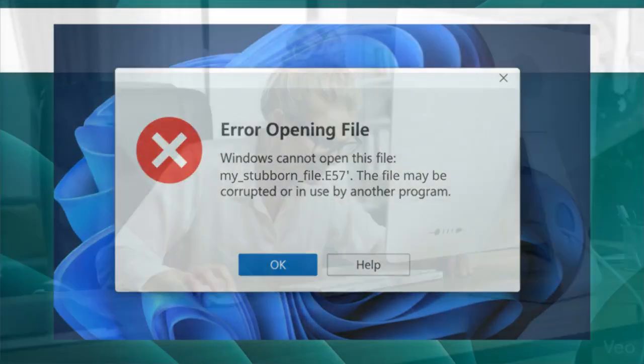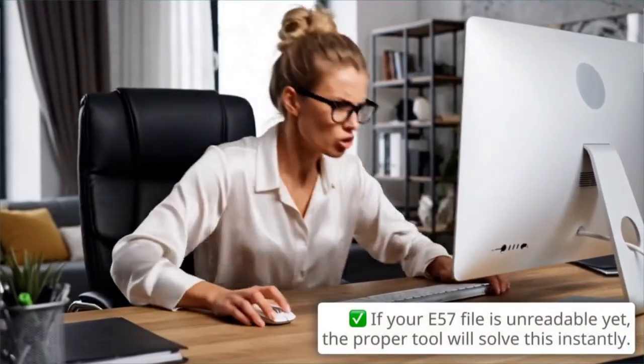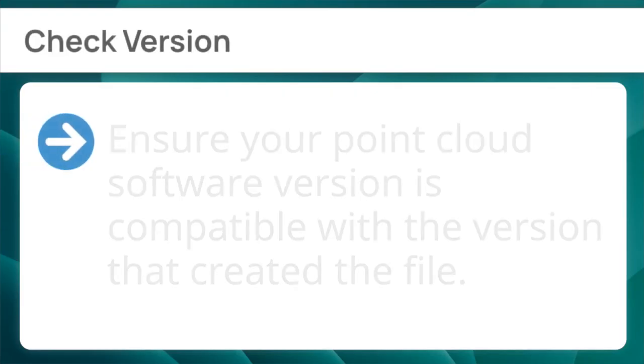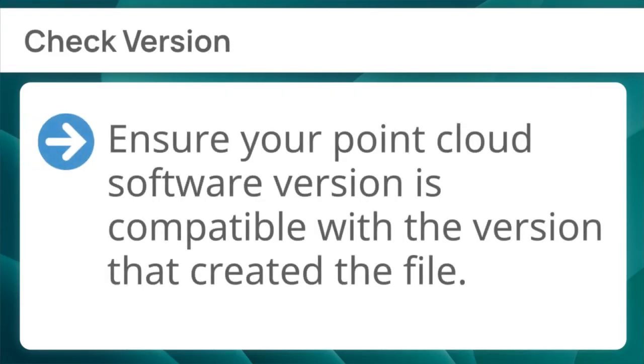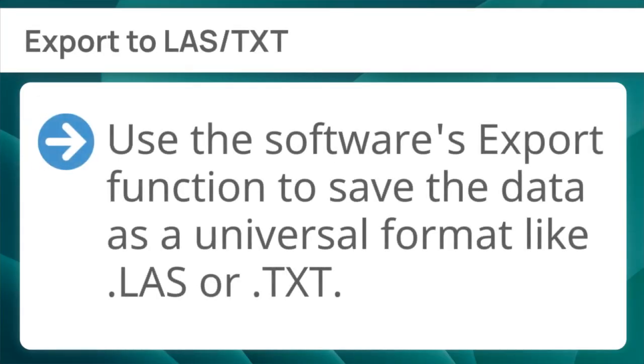We're going to solve this with a universal tool, but first, what are the technical factors causing this E57 error to appear? First, use point cloud software. Open the file using a Lidar point cloud processing software, e.g. CloudCompare, ReCap, or Cyclone. Next, check version. Ensure your point cloud software version is compatible with the version that created the file. Finally, export to LAS or TXT. Use the software's export function to save the data as a universal format like .las or .txt.